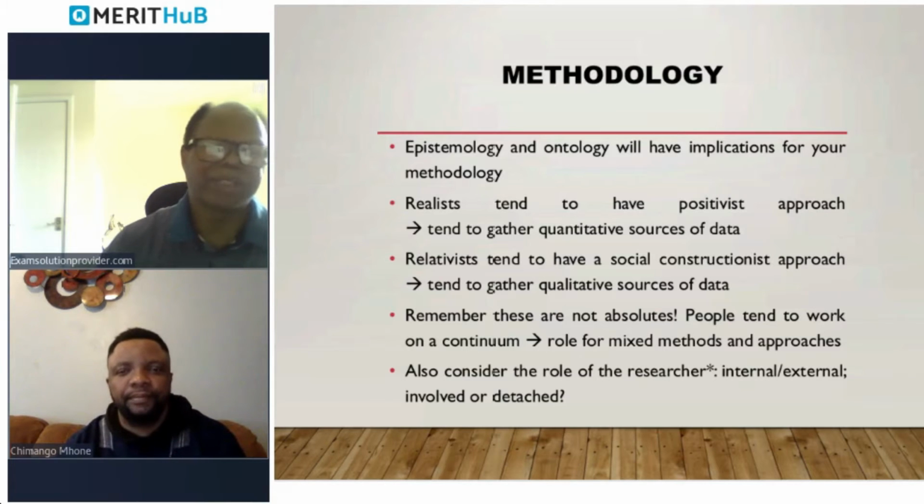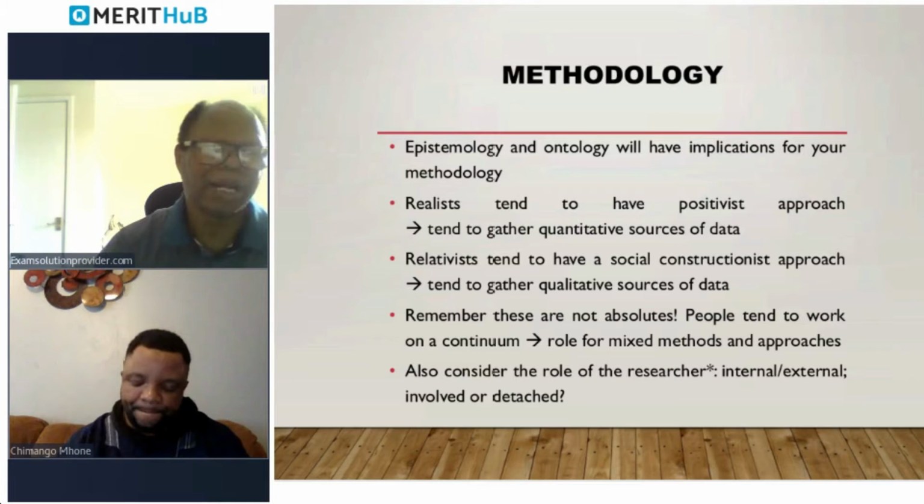Relativists tend to have a social constructionist approach. So therefore, they tend to gather qualitative sources of data. That's all right here. So now you can see your type of research, your own thoughts, your own perception, your own beliefs are going to affect the research methodology.